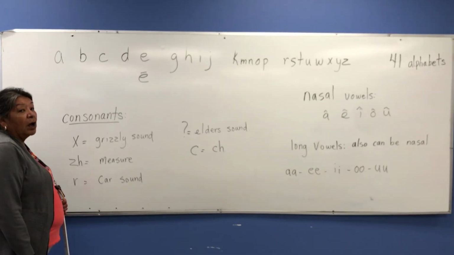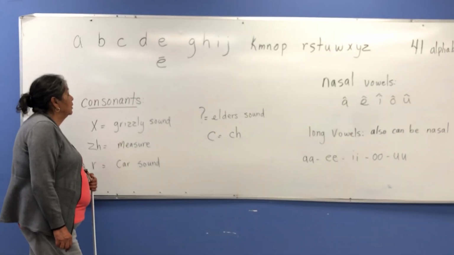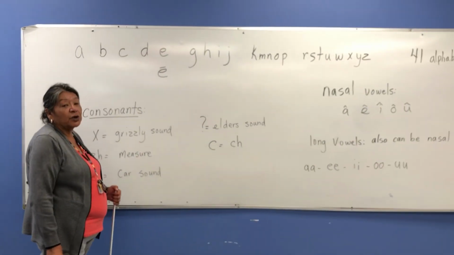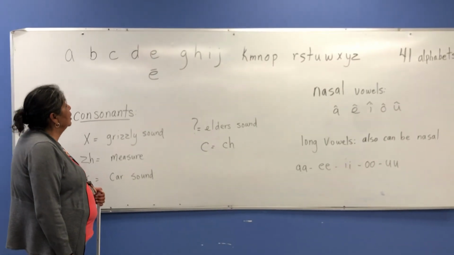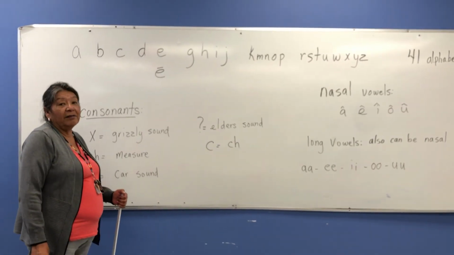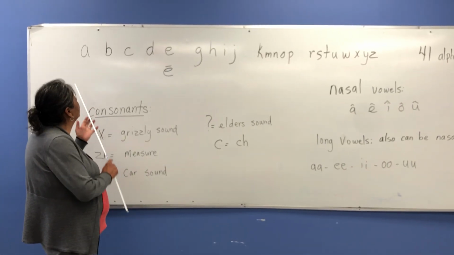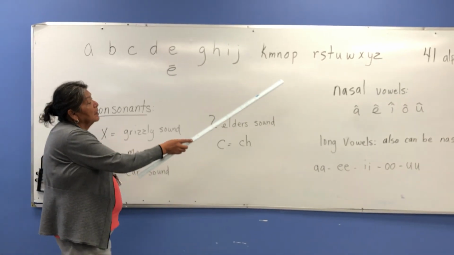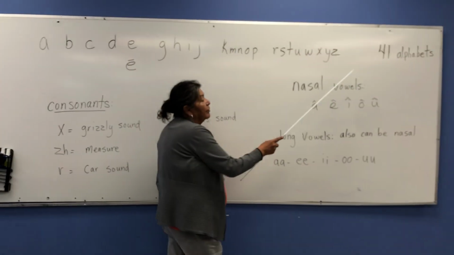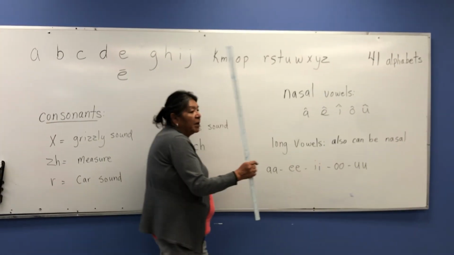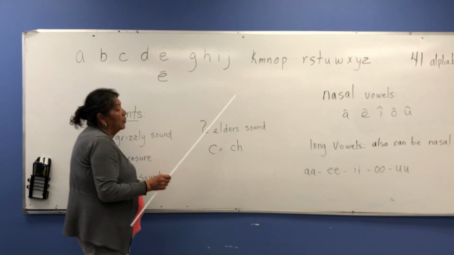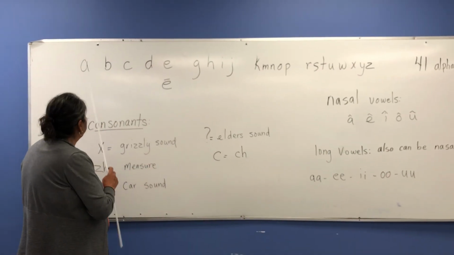Okay. About that, this is a tutorial of the Stoney language alphabet system. We're gonna start with our alphabets, which consists of 41 alphabets. We encountered one, I'll get into that later.